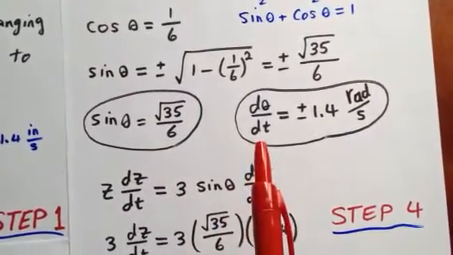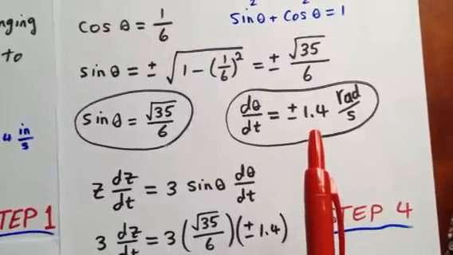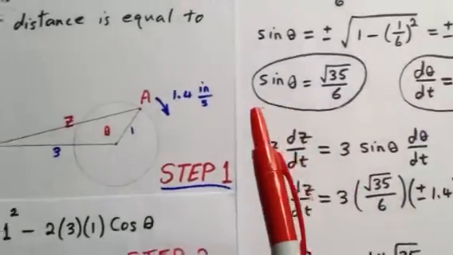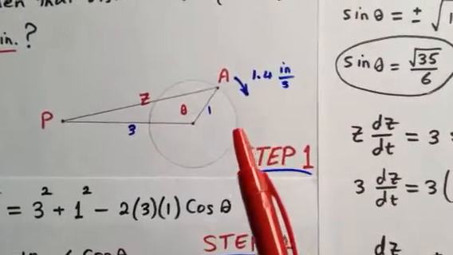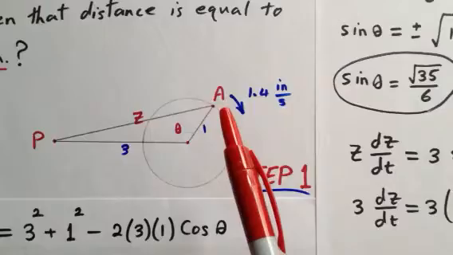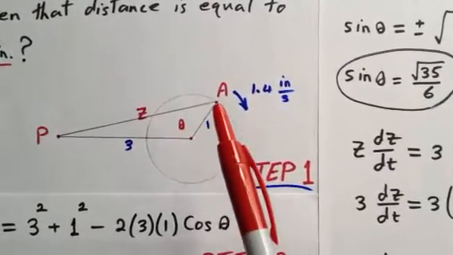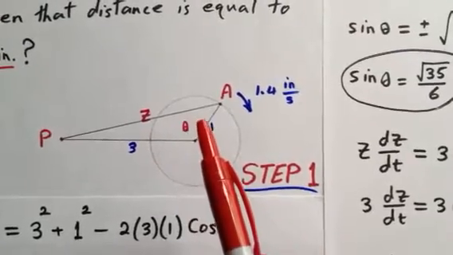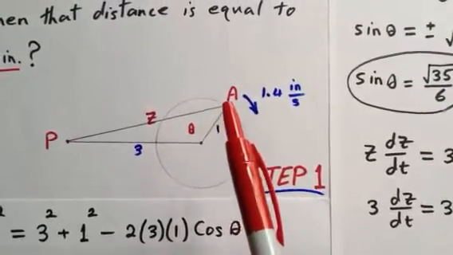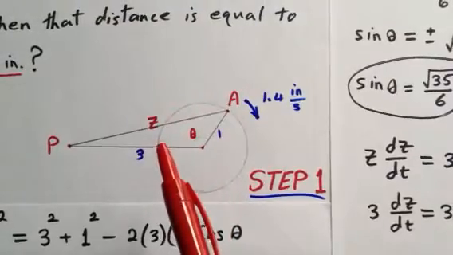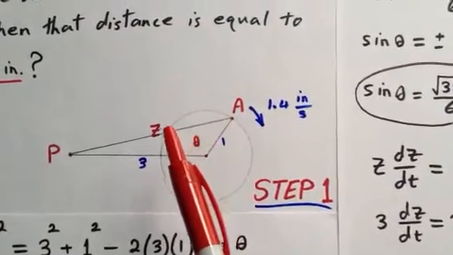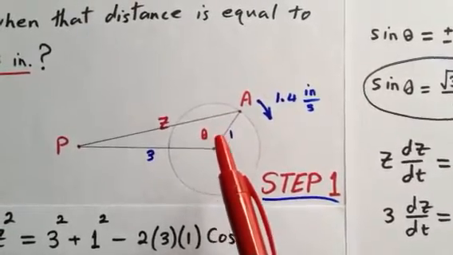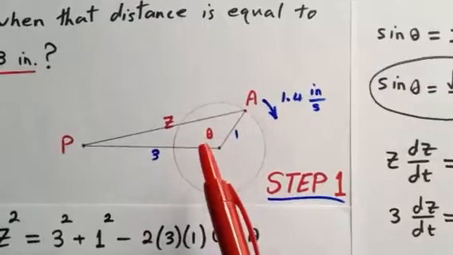Now let's see why dθ/dt is plus or minus 1.4 radians per second. Look at the picture one more time. This is a circle of radius 1. In a circle of radius 1, the radian measure of an angle is equal to the length of the arc in front of it. So the rate of change of that arc is exactly the same as the rate of change of the angle in radians per second.